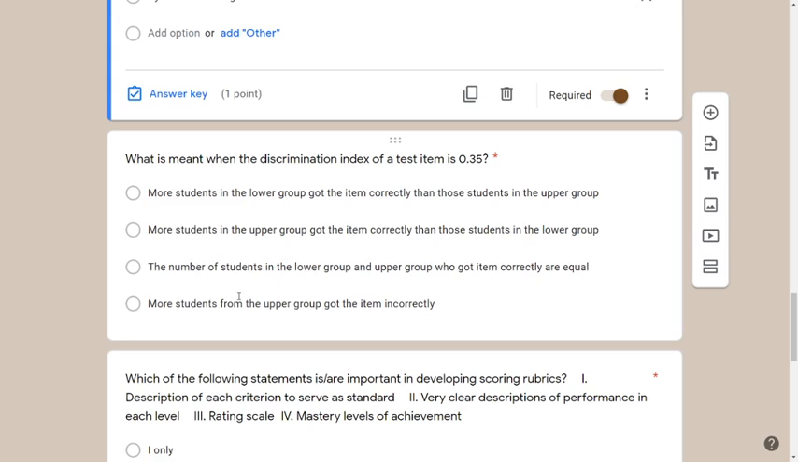C, the number of students in the lower group and the upper group who got the item correctly are equal. If it's going to be equal, then the number should be somewhere around 50%, or 50-50, or half at least. So I would X this out. This doesn't make sense. D, more students from the upper group got the item correctly. It's actually possible. More students from the upper group.